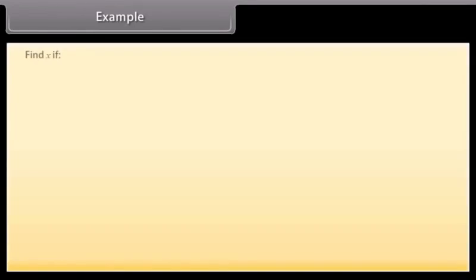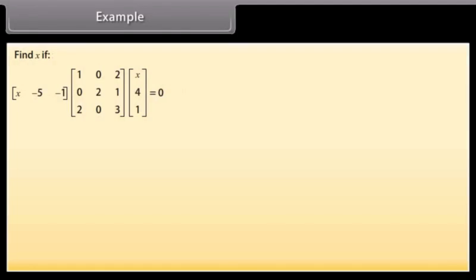Example. Find x if matrix row-wise first row x, minus 5, minus 1, multiplied by matrix row-wise first row 1, 0, 2, second row 0, 2, 1, third row 2, 0, 3, multiplied by matrix row-wise first row x, second row 4, third row 1 is equal to 0.